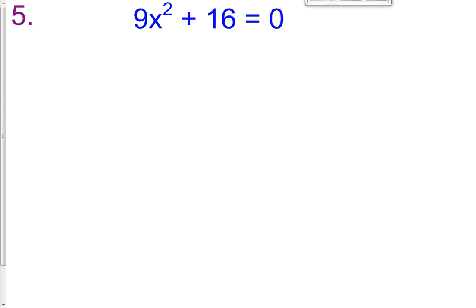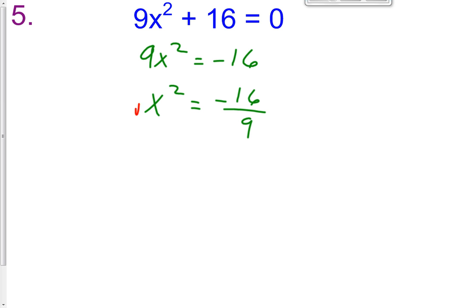Number 5 is very similar. I'm going to take 9x squared and equal it to a negative 16 because I'm going to subtract 16 from both sides. Then I'm going to divide by 9, so x squared equals a negative 16/9. And then I'm going to square root.